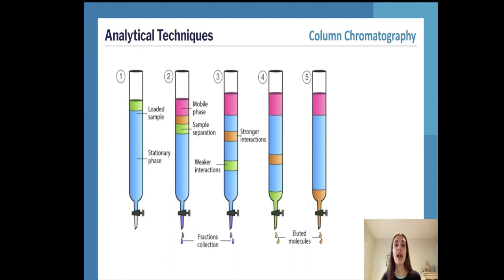This means that we can then get a more pure sample of the chemical of interest, and then we can go on to use these samples for more specific analyses, or we can test them to determine different properties about the chemicals which we may then use to determine their nature. And so that's column chromatography.